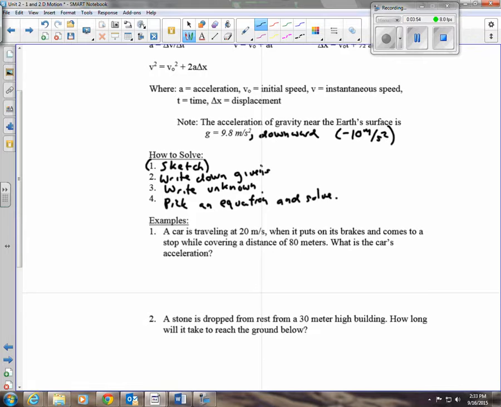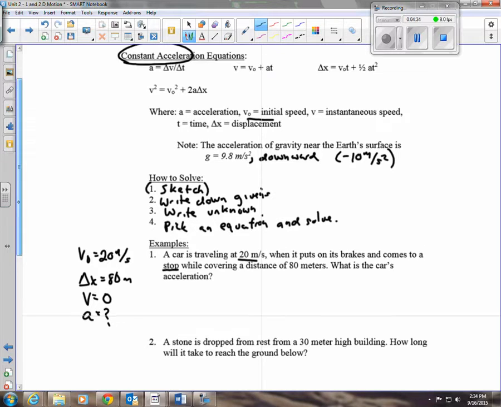So here's an example. The car is traveling at 20 meters per second, puts on its brakes, and comes to a stop while covering a distance of 80 meters. What is its acceleration? We're going to write down our givens. Traveling at 20, that's the speed at the beginning of the problem. Initial speed is V0, so V0 is 20 meters per second. Distance is 80 meters. The numbers are obviously givens. There's another one that's a little bit subtle: comes to a stop. So at the end of the problem, its velocity is 0 because it stopped. And then I'm looking for the acceleration.